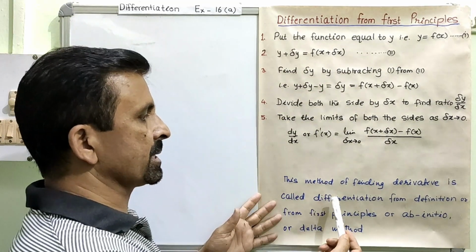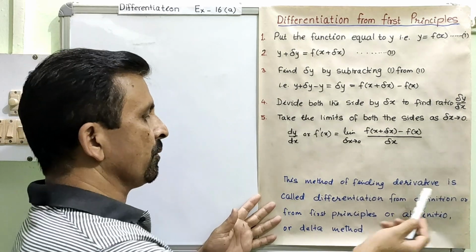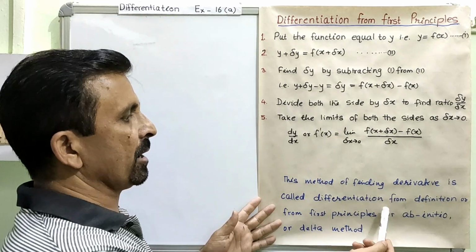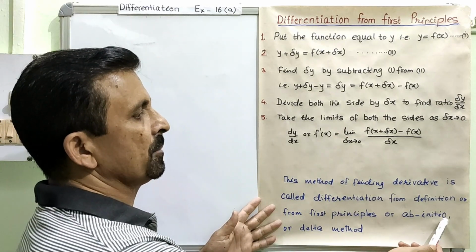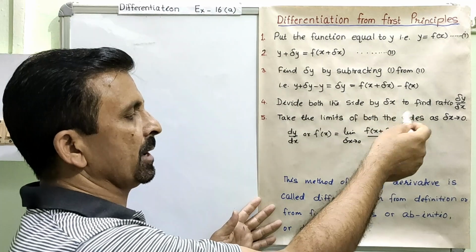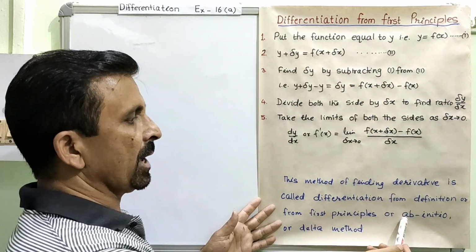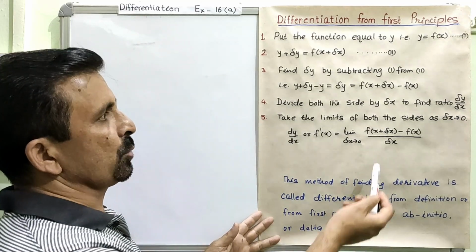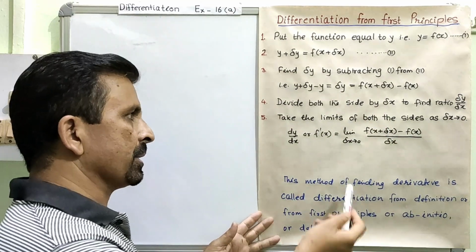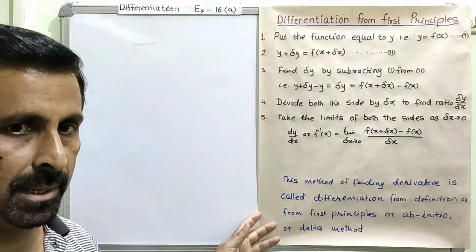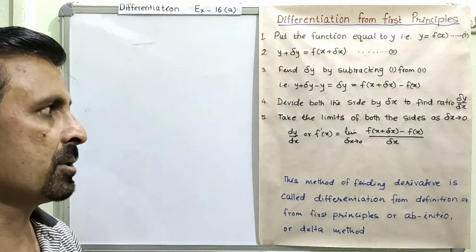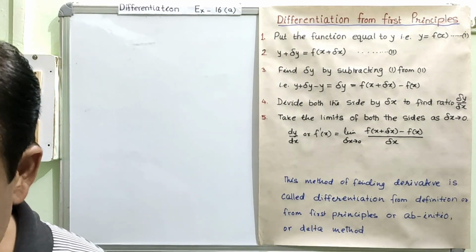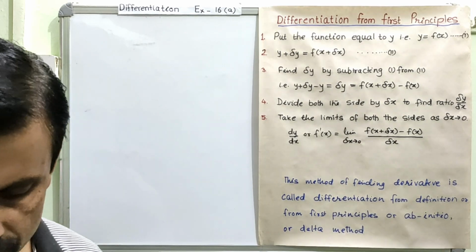One of the names is differentiation from the definition, or we can call it from first principle, finding the derivative from the first principle, or we can also call it ab initio, because we are doing it by finding the ratio. Ab initio is the Greek name, and the last one is the delta method, because we are also using delta. So these are the 4 different names. This is just for you to have in your mind. Sometimes when you see a new name, you get shocked.